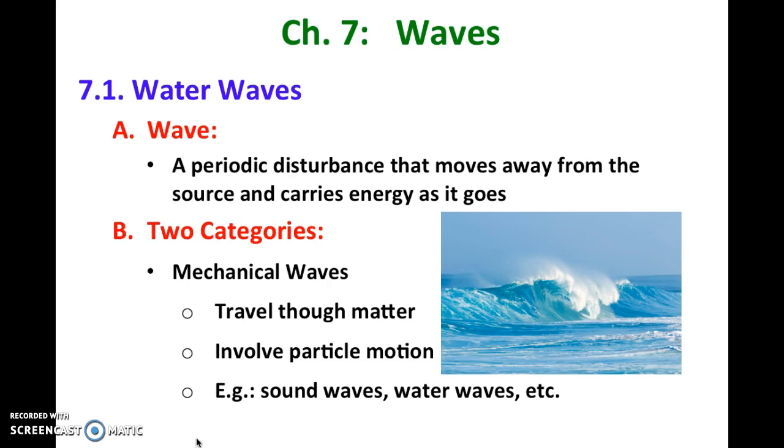A wave can be simply defined as a periodical disturbance that moves away from the source and carries energy as it goes. Waves can be categorized into two types: mechanical waves and electromagnetic waves. Mechanical waves involve particle motion and can travel through matter, such as sound waves, water waves, and so on.